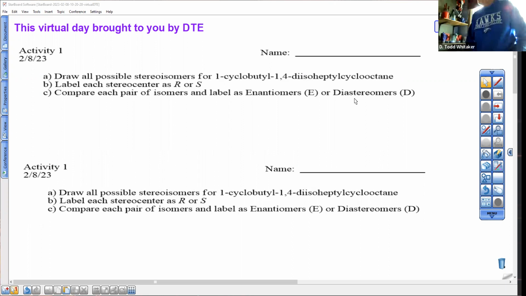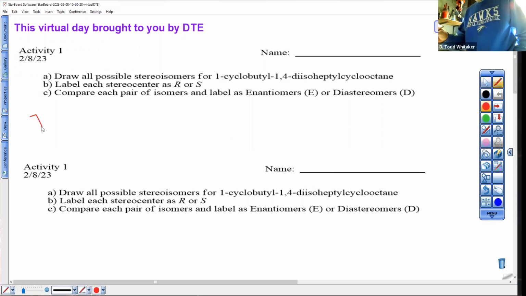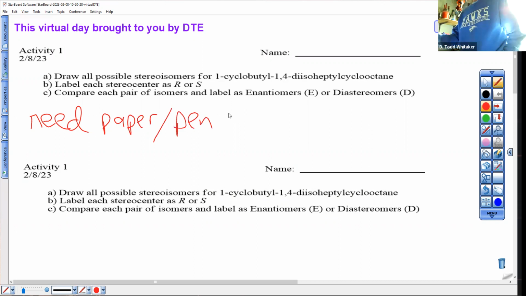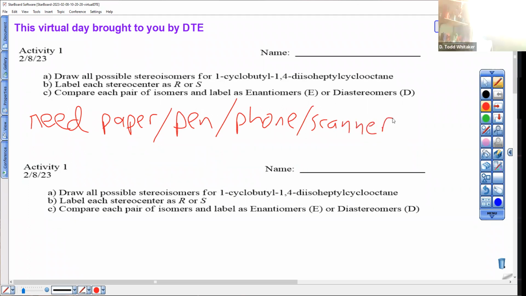So you need a piece of paper, a pen, and a phone or scanner, whatever you use to make a scan. And you're going to submit when I tell you. The activity probably appeared a few minutes ago.